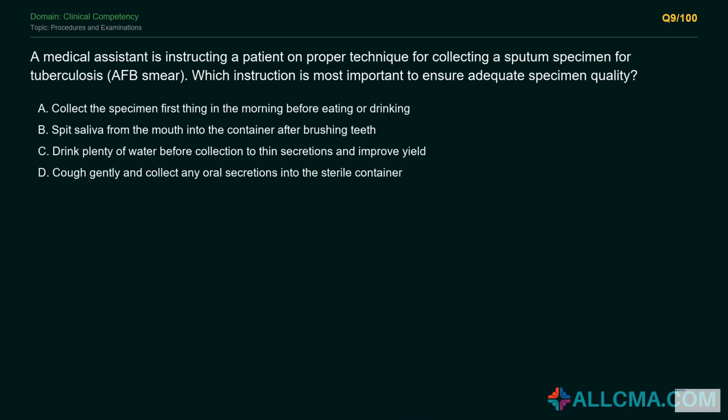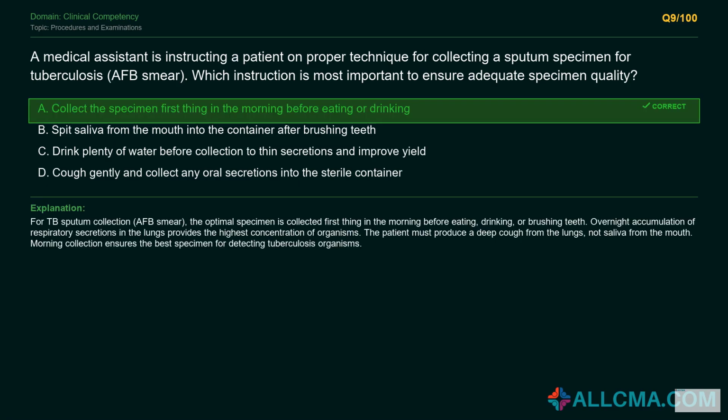Option C. Drink plenty of water before collection to thin secretions and improve yield. Option D. Cough gently and collect any oral secretions into the sterile container. The correct answer is A.